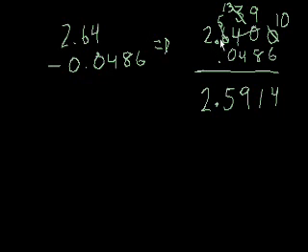So 2.64 minus 0.00486 is equal to 2.59514. Hope I didn't confuse you too much, but I think you're ready now to try the subtraction of decimals. Have fun.